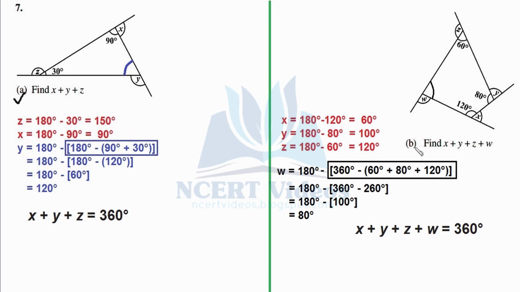Now B part. Find x plus y plus z plus w. This time we have four angles. That is x, y, z and w. We need to find it. So let's focus on x.